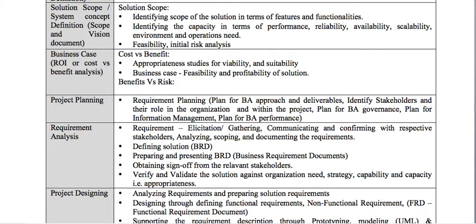divided into the 4 areas. These are the tasks mentioned in BA planning and monitoring in BABOK version number 3, and that's chapter 3, that's the first knowledge area. So all these tasks are basically mentioned. We will go through them in detail.